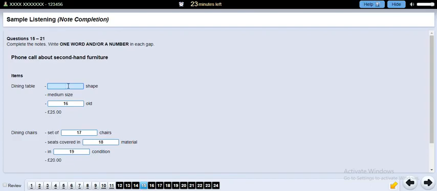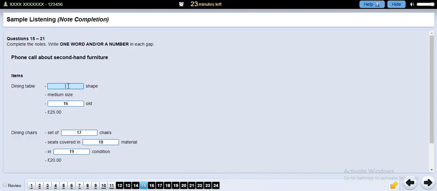Oh, hello. I'm calling about your advertisement in the local paper. Oh, well, there were two ads, actually. Was it the one for second-hand furniture? That's right, yes. Last Thursday? Oh, yes. Some of it's already gone, I'm afraid. But what exactly were you interested in?